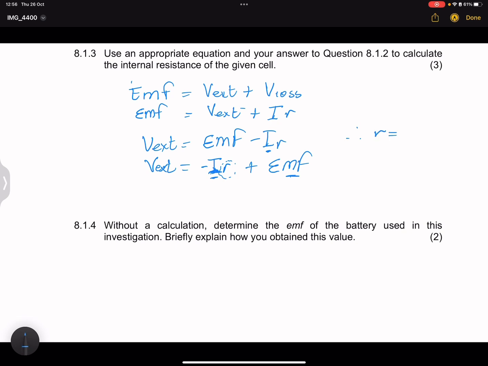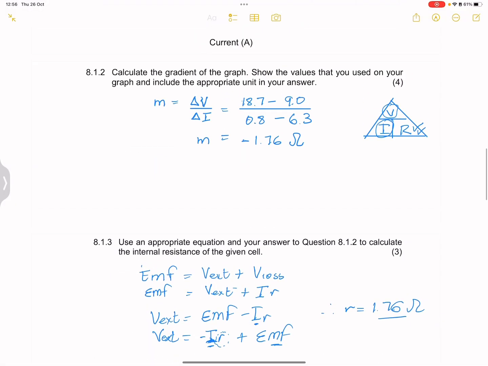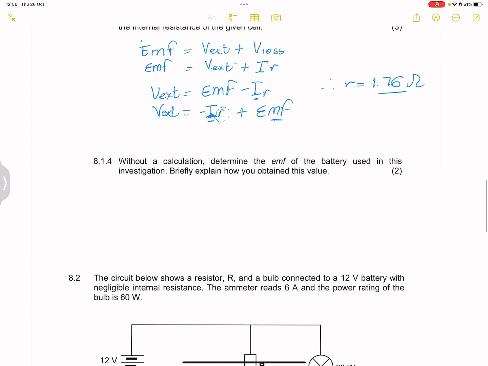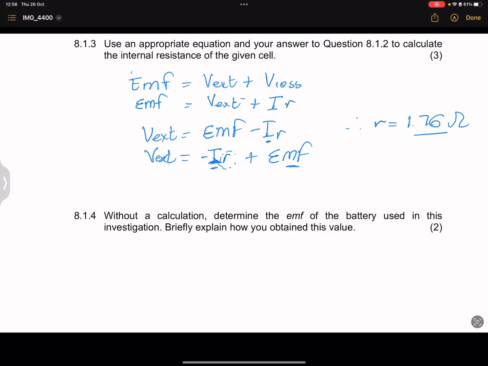So therefore, the R value should be equal to 1.76 ohms, the value that we calculated over there, right? So our internal resistance should be 1.76 ohms. Now, they say to us, without a calculation, determine the EMF used in the investigation. Briefly explain how you obtained this value.